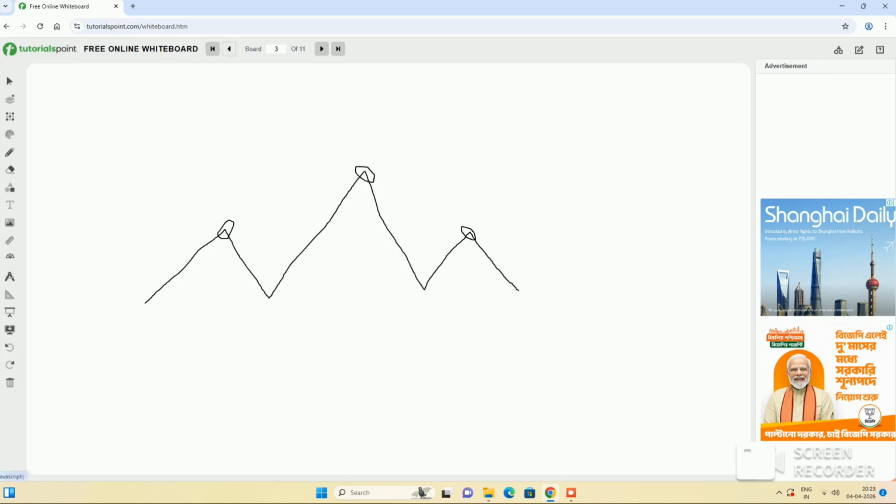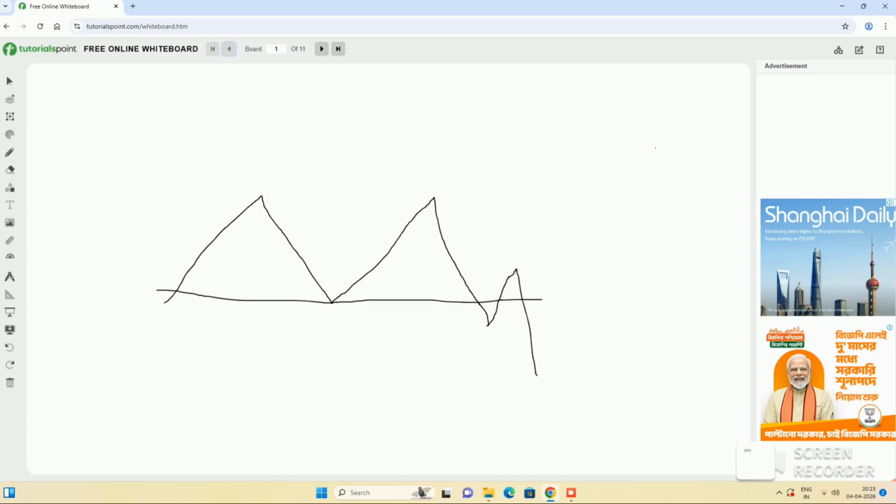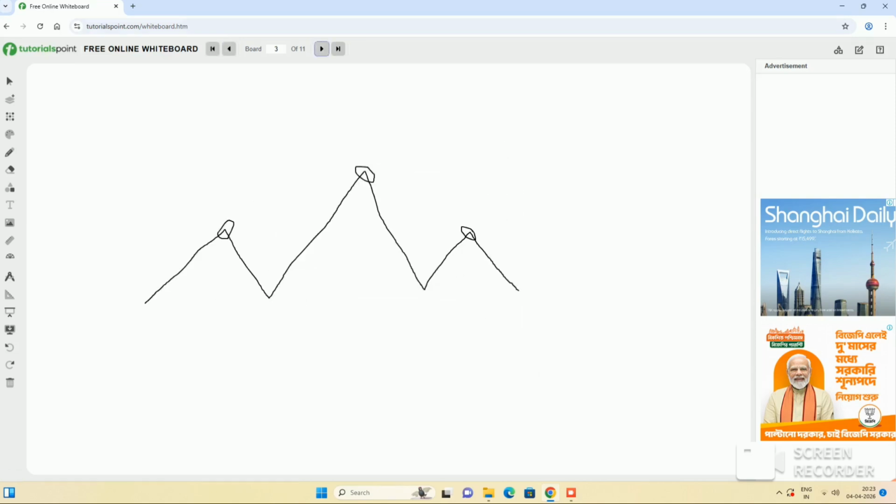Let me be very clear, this pattern is a bullish pattern. Double top pattern is a bearish pattern, this is a bullish pattern, and this is also a bearish pattern. So whenever this pattern forms, according to technical analysis, we should make our entry on the downside after breaking this line. But this is the same also.